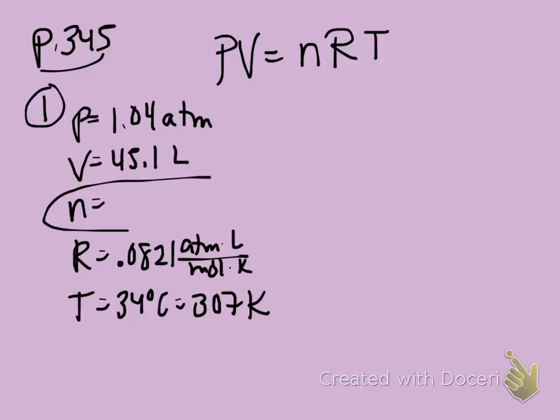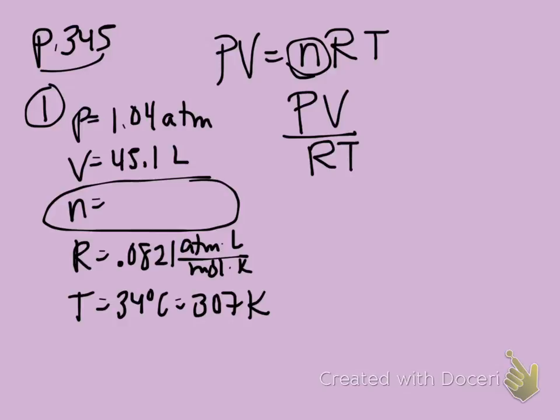And we don't have moles, but that's not what we're looking for. We're looking for grams. We're looking for mass. But if we can get moles, we can then do a factor label that will get us to mass. So we'll start out by rearranging for moles. So PV over RT equals number of moles. And now we're ready to plug in.